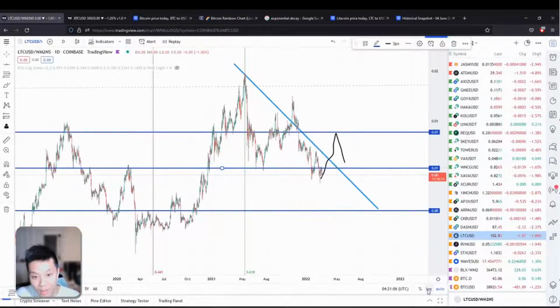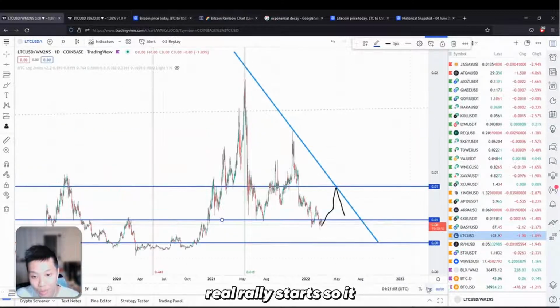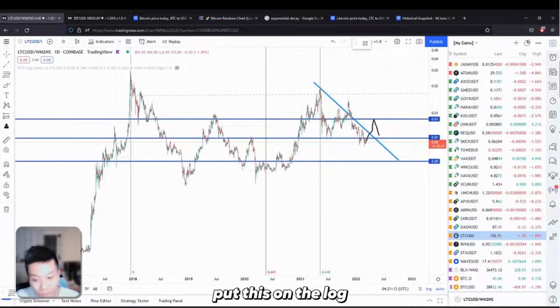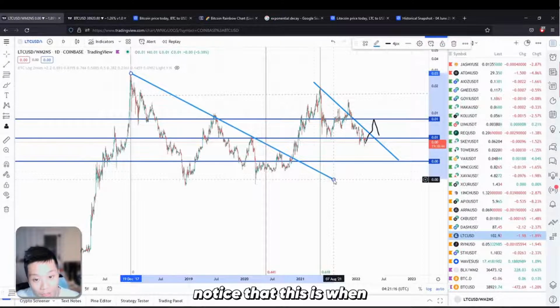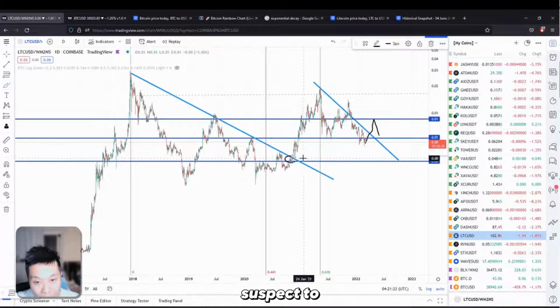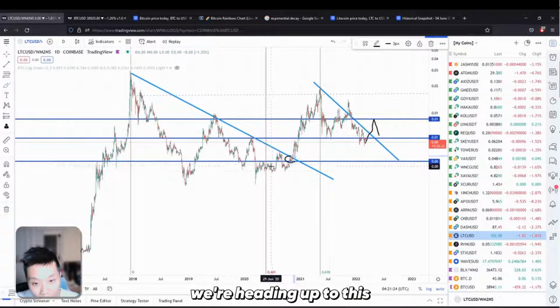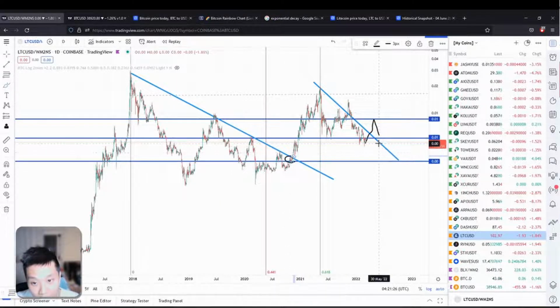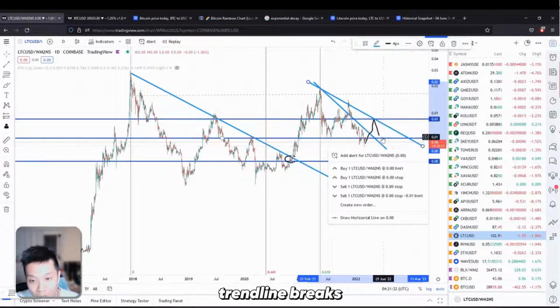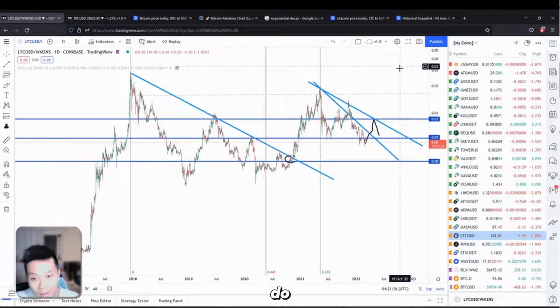Once we break out of this pullback, that's when the real rally starts. It is very similar to this point in time. If we put this on the log chart and draw this trend line, notice that this is when the real rally happens. That is what I suspect to play out. We're heading up to this point, and we're doing a pullback here. And once this logarithmic trend line breaks, that's when the real rally starts. You get what I'm trying to get at?